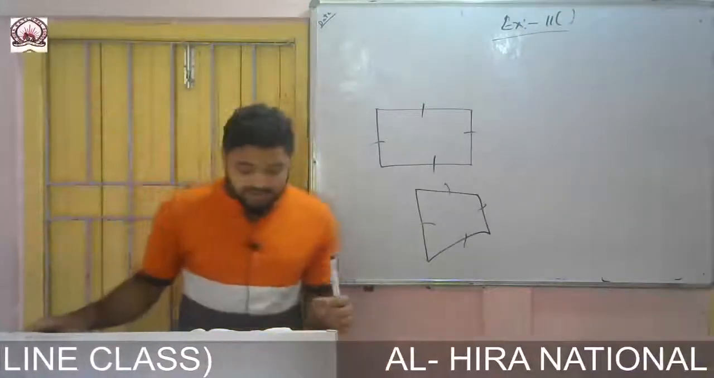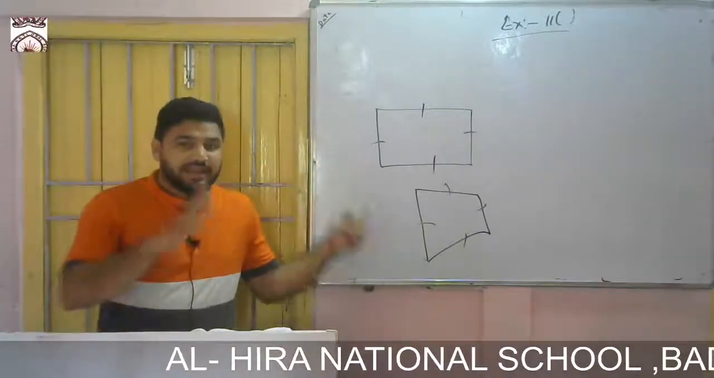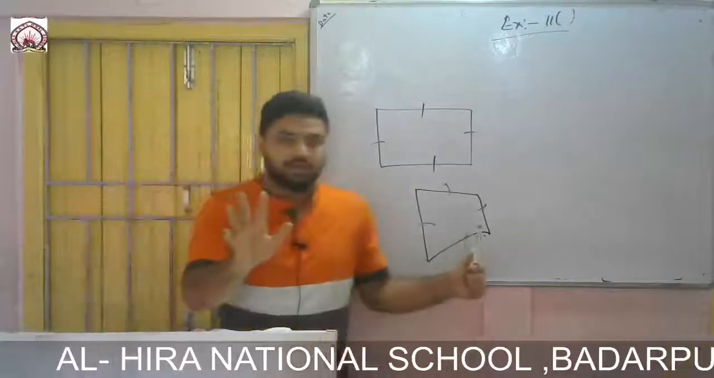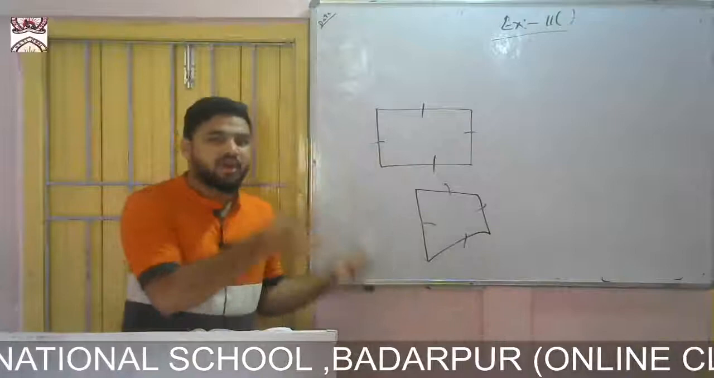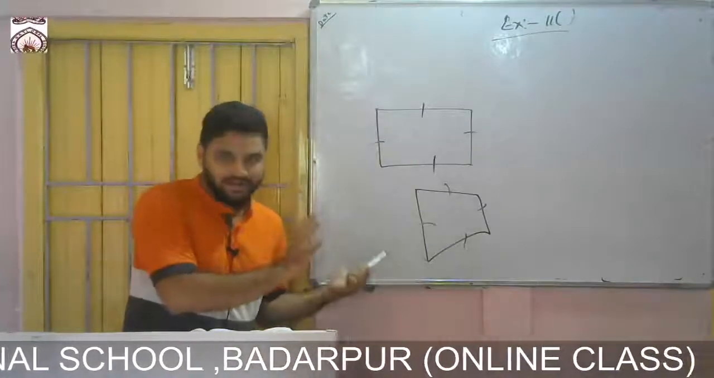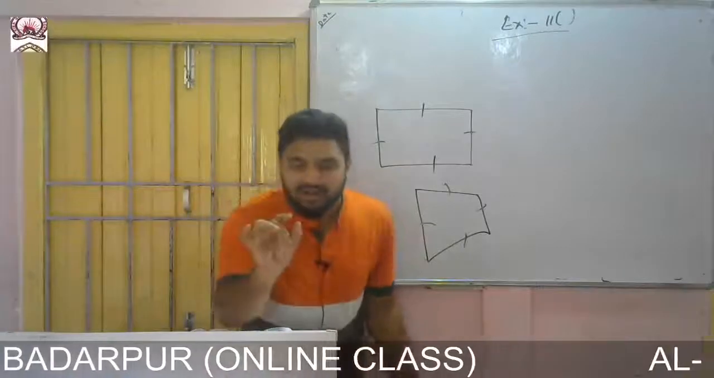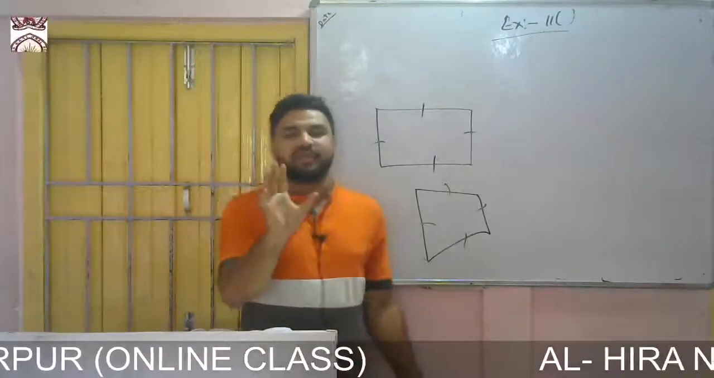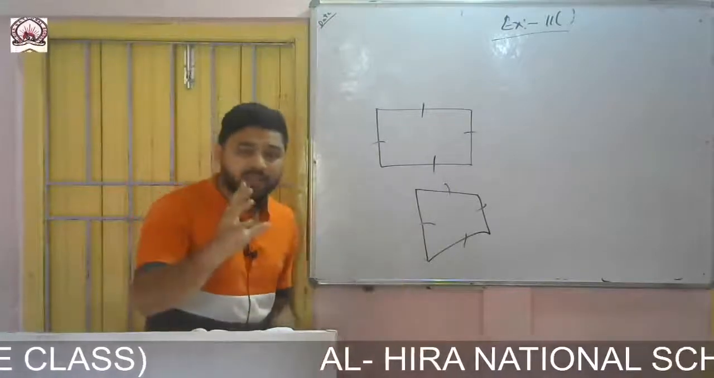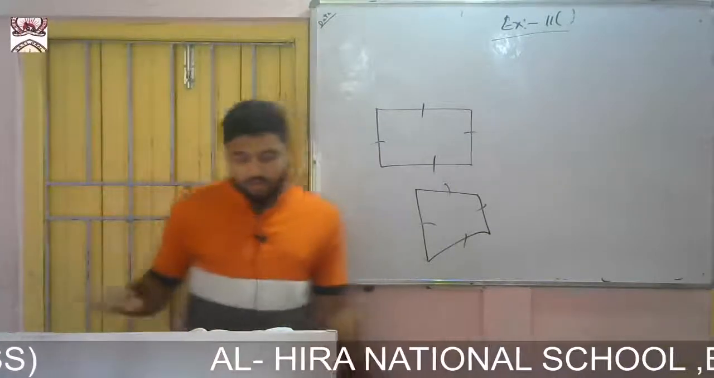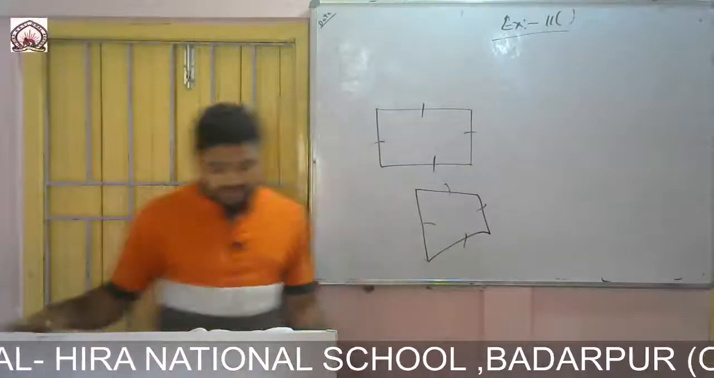A parallelogram is a quadrilateral. That means in a parallelogram there will be four sides. It falls under the types of quadrilateral. Whenever you find the word quadrilateral, quadri means four. So a parallelogram is a quadrilateral with both pairs of opposite sides equal.